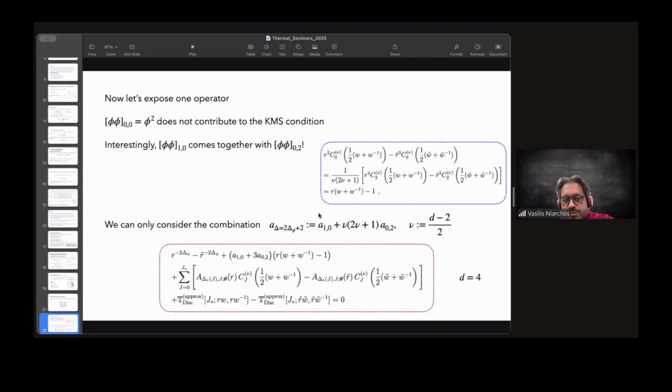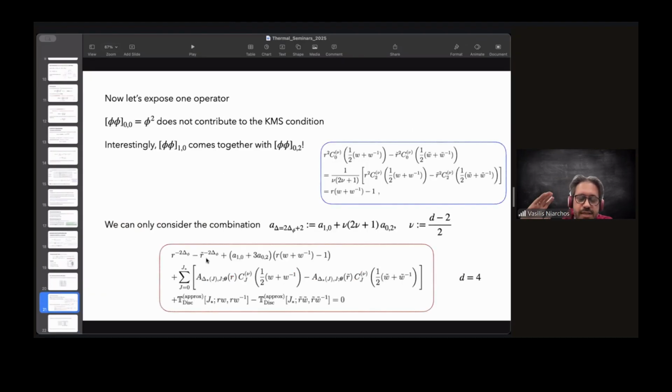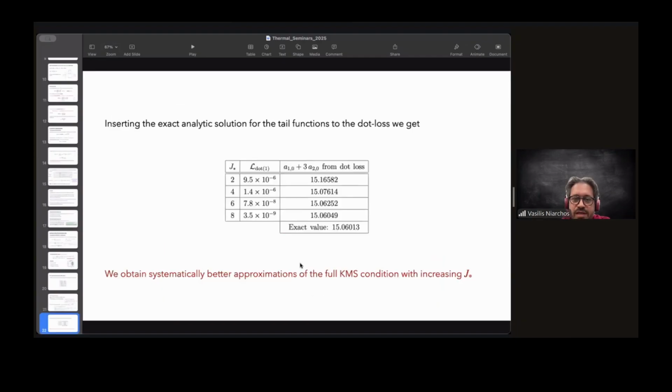Okay, so let's expose this particular combination. Then we pull it out of the tails and write it separately, and the tails contain all the rest, plus the discontinuity part, plus the identity part. And this is now the crossing equation we're trying to solve. Now, at this point, I'm not trying to solve it. I'm just substituting the exact analytic values of these functions just to see how well I'm doing with this particular equation. I'm just trying to test how good the equation is.